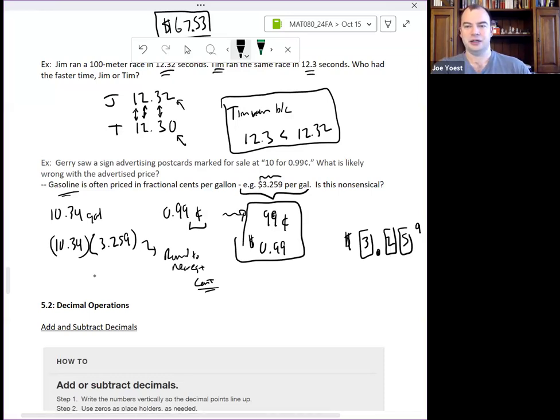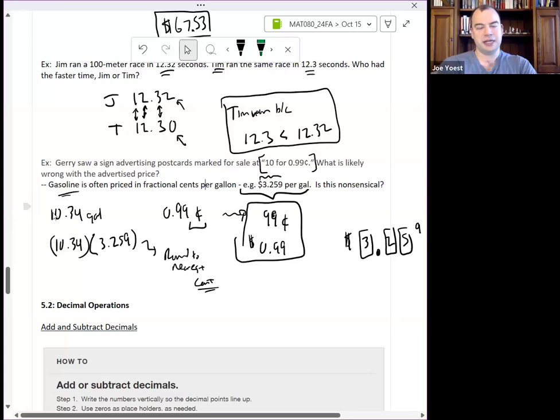Yeah, so basically the idea here was this statement is probably a mistake. I suppose somebody could sell 10 postcards for 0.99 cents, basically 1 cent, and then just charge you 1 cent for it, rounding to the nearest cent, but they probably mean 10 for 99 cents, 10 for about $1. But gasoline makes a little more sense to price in terms of fractional cents because you're usually buying a bunch of gallons of it. And when you multiply things together, like 10 times 0.9 cents ends up being something like 9 cents, and you can actually pay 9 cents.